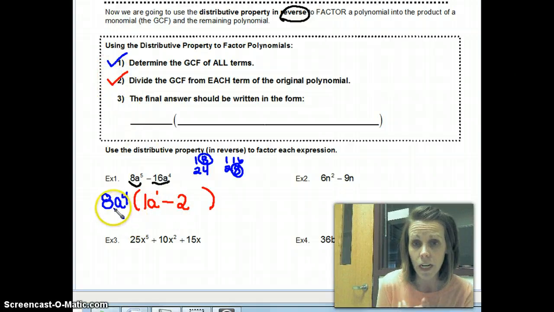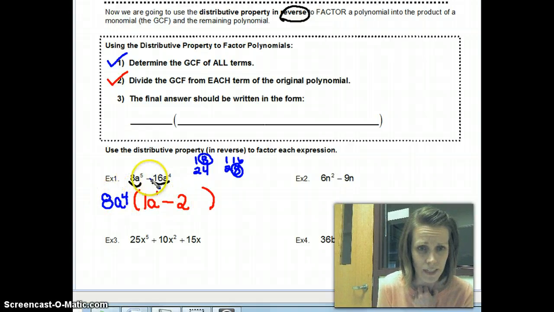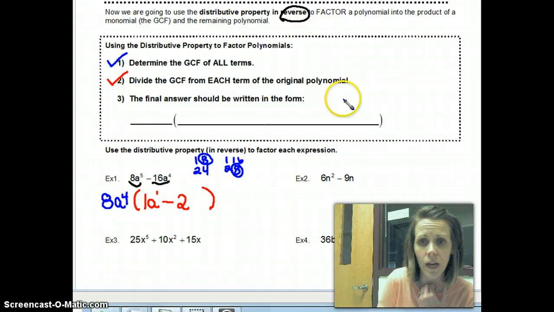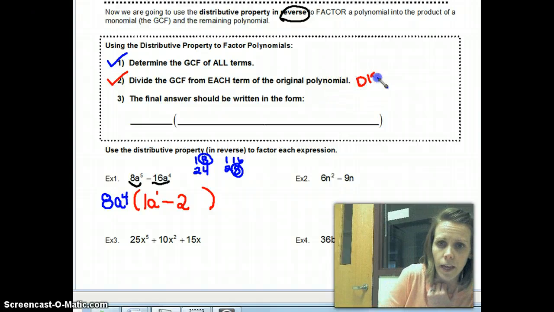So if you wanted to double check, which I think is a great idea, you can distribute normally and see if it works out. 8 times 1 is 8. a to the 4th times a is a to the 5th. Got it, okay? 8 times negative 2 is negative 16. A to the 4th times nothing is a to the 4th, okay? So you can go the other way. So I'm going to put up here, distribute like normal to check.